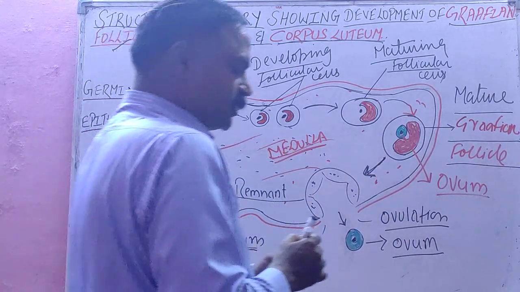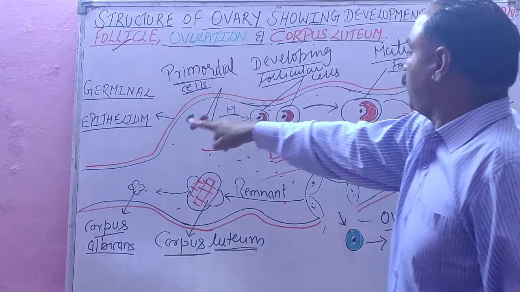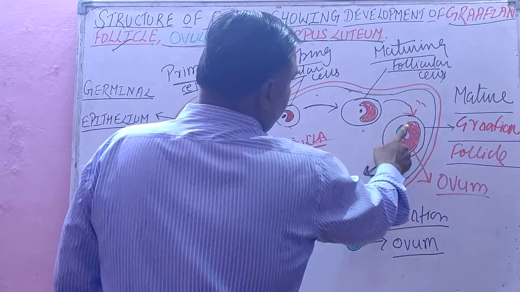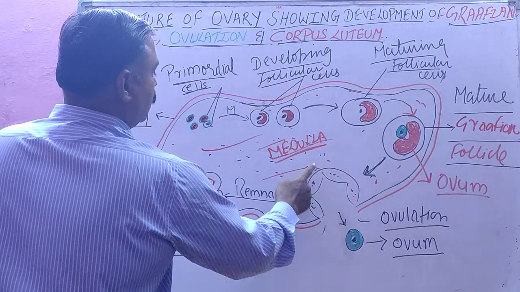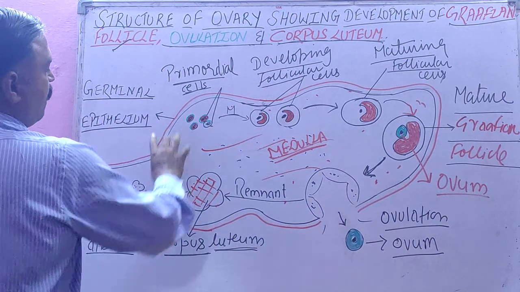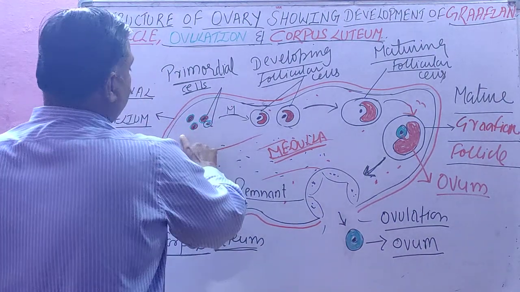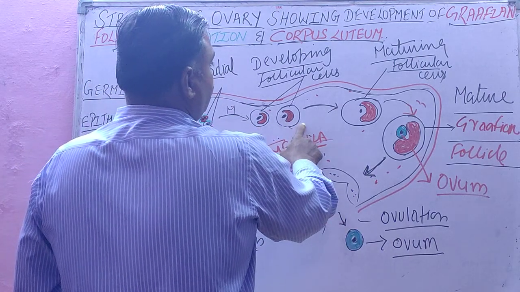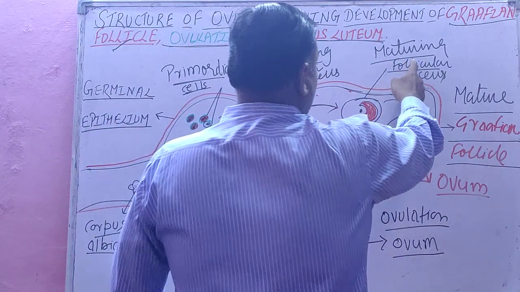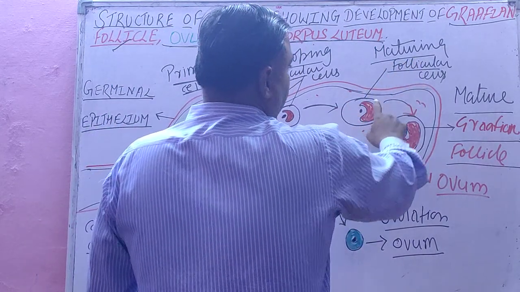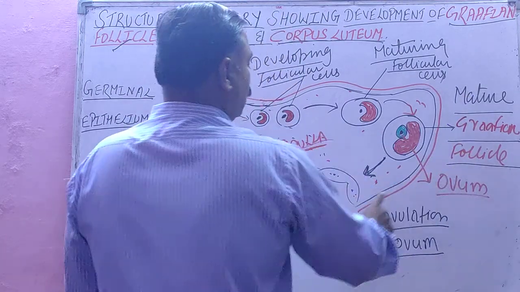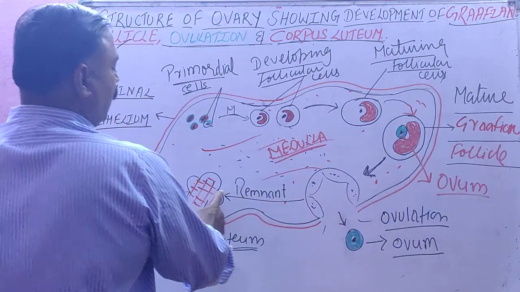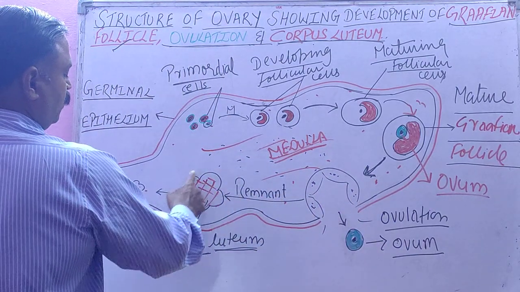Student, let us recap once. We are studying the structure of the ovary showing development of Graafian follicle, ovulation and formation of corpus luteum. First, germinal epithelium cells divide to produce primordial cells, then they divide mitotically to produce developing follicular cells. Developing follicular cells grow to form maturing follicular cells, then the mature Graafian follicle, then it ruptures for ovulation of the ovum, and the remaining part is called corpus luteum.